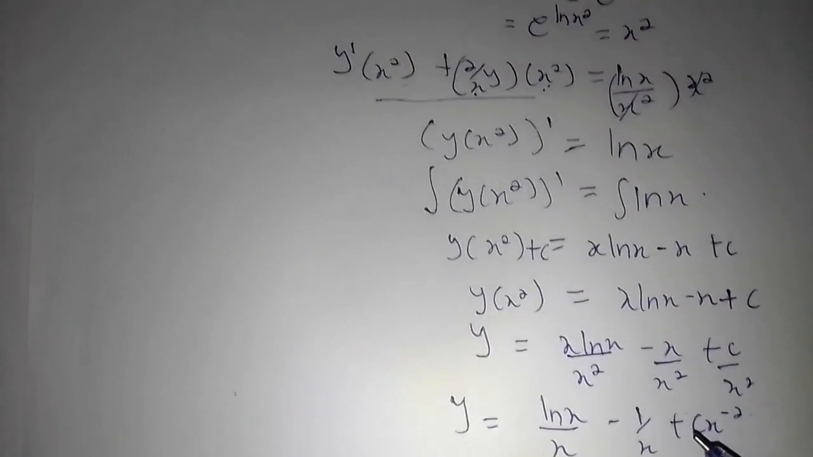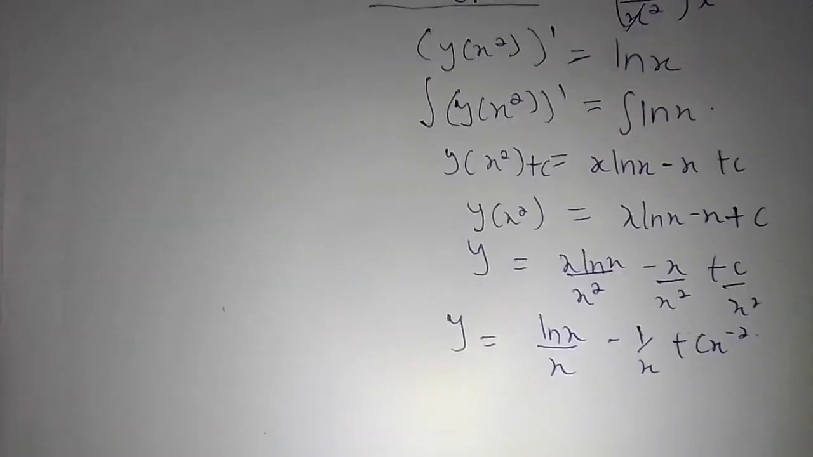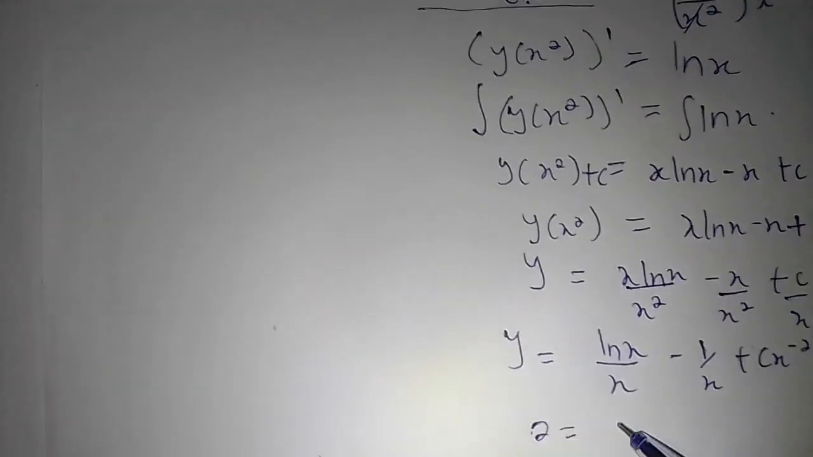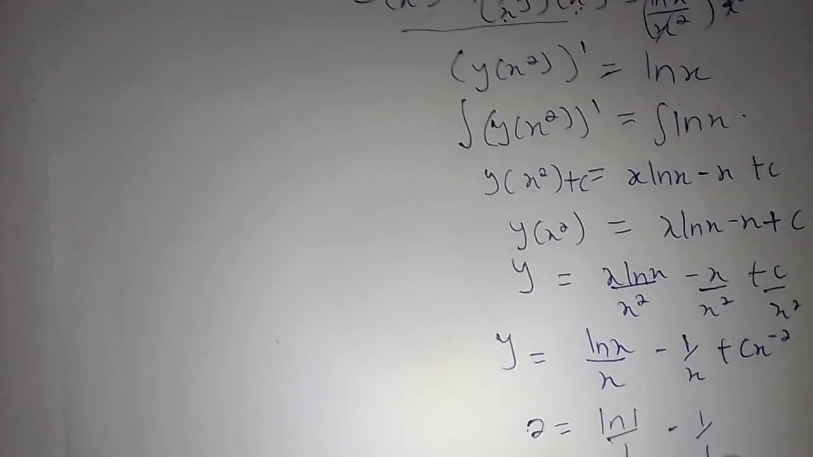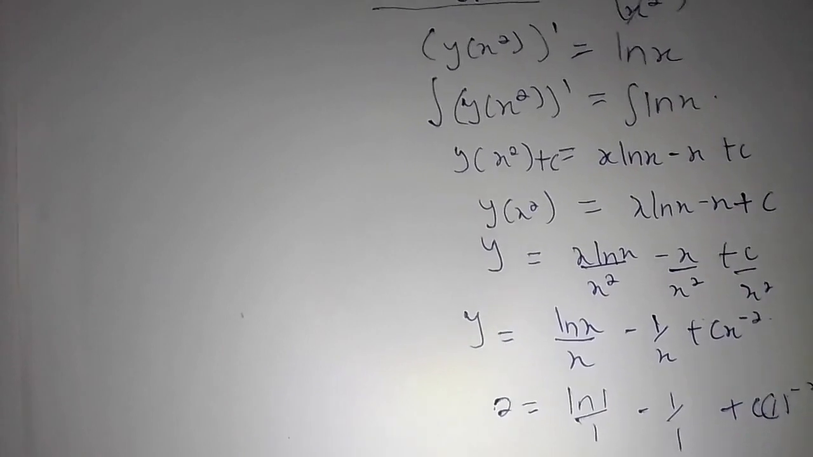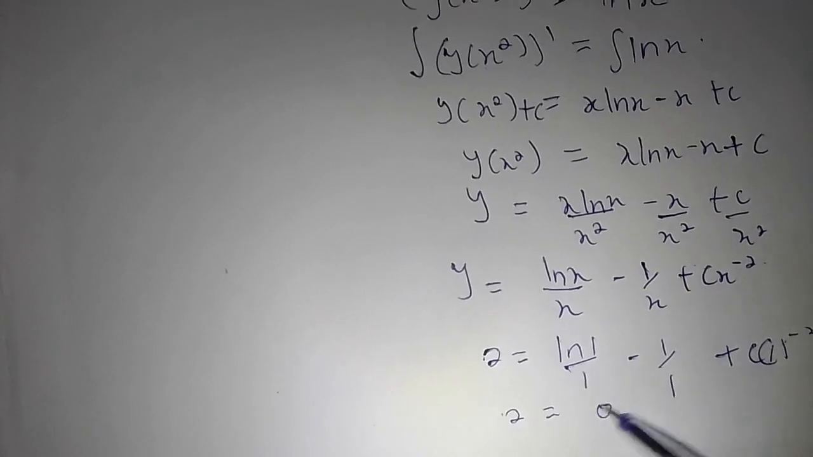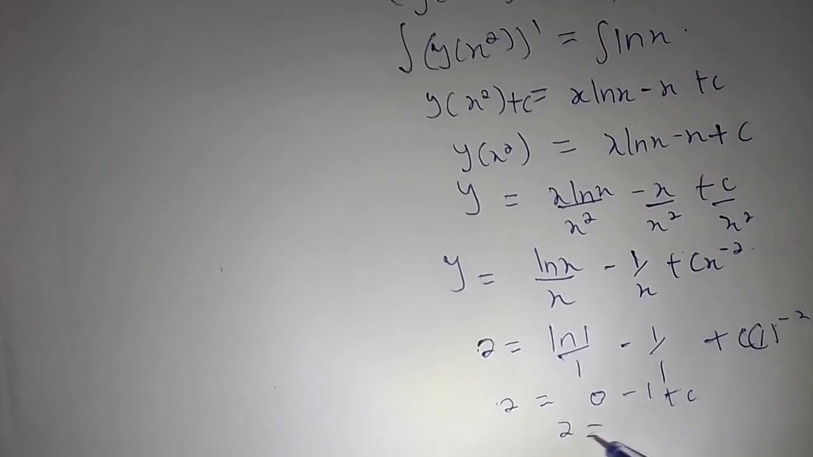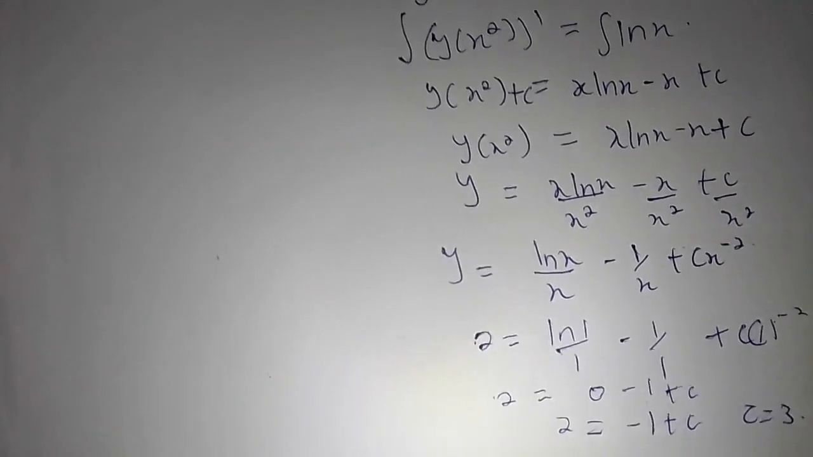But in order to find c, we have to apply the initial condition, which is y of 1 is equal to 2. So wherever we see x, we put 1, and wherever we see y, we put 2. So we put 2 is equal to ln of 1 over 1 minus 1 over 1 plus c times 1 to the power negative 2. Ln of 1 is 0. So 2 will be equal to 0 minus 1 then plus c. So we are going to get 2 is equal to negative 1 plus c. So c will be equal to 3. We found the value of the constant.